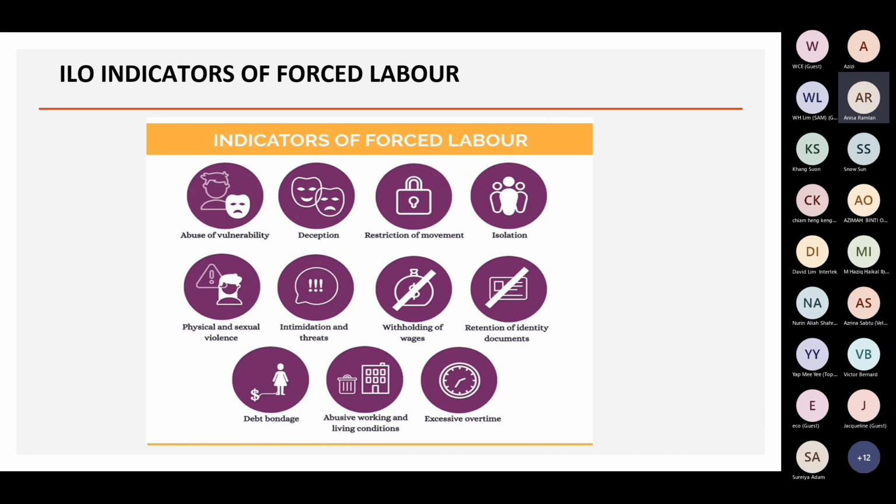So the ILO has 11 indicators on forced labor, and these are a set of 11 common clues, so to speak, to recognize forced labor in supply chains. So as you can see, there's abuse of vulnerability, deception, restriction of movement, isolation, physical and sexual violence, intimidation, threats, withholding of wages, retention of identity documents, debt bondage, abusive working and living conditions, and excessive overtime.